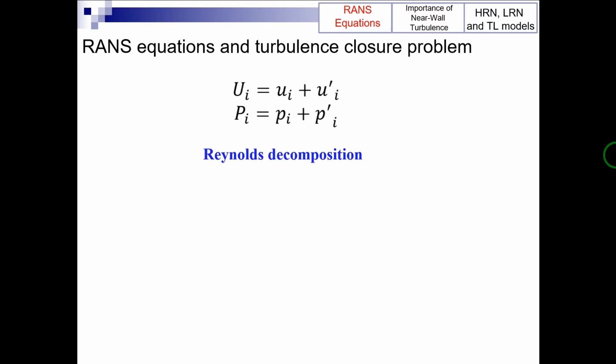RANS equations are obtained by decomposing the instantaneous velocity and pressure values in the Navier-Stokes equations into ensemble mean and fluctuating components using the Reynolds decomposition technique as shown here. Here U prime and P prime are fluctuating components while U and P are ensemble mean components. Substitution of the decomposed values of the variables into the Navier-Stokes equations and performing the ensemble averaging of the resultant equations gives the RANS equations as shown here.